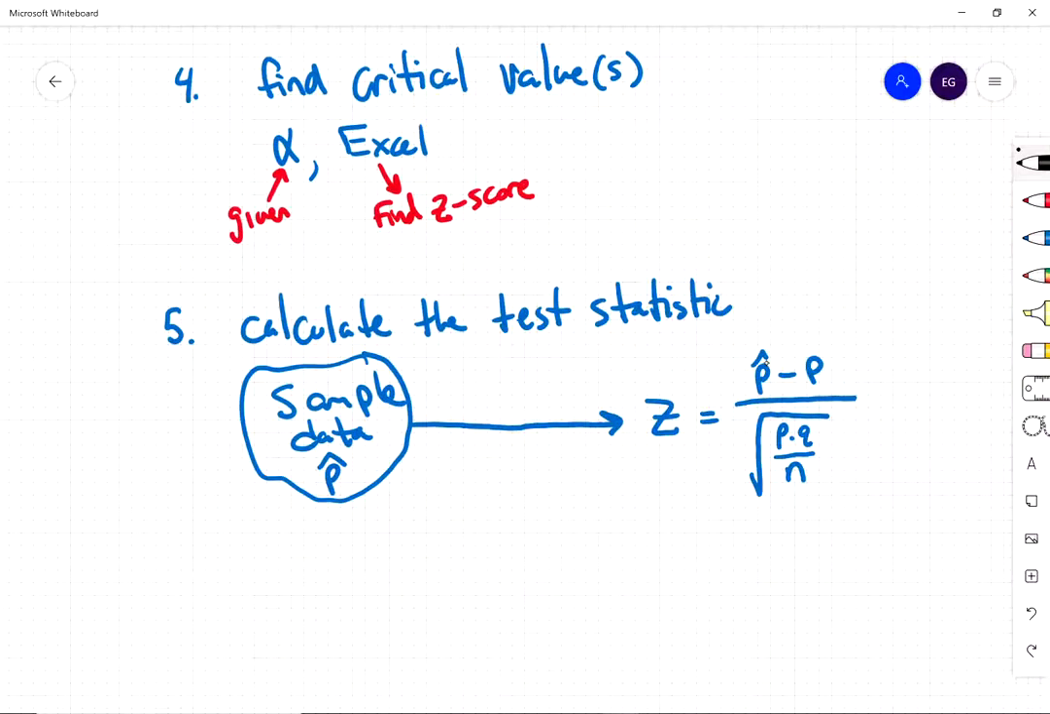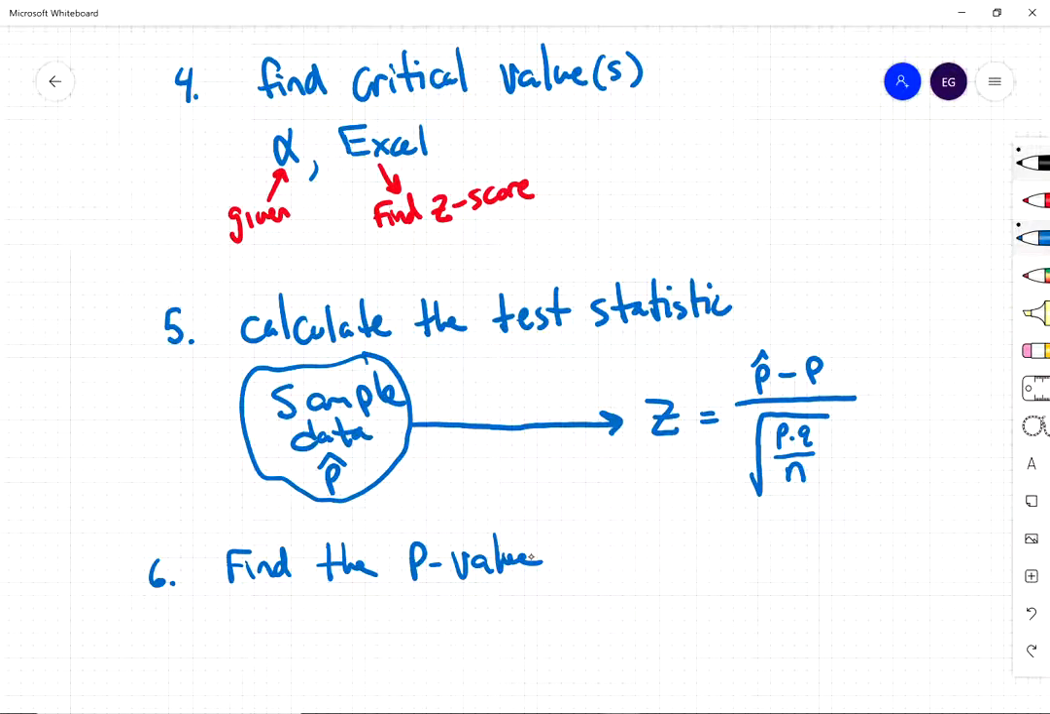Now to do that, we have two methods. One is comparing these two z-scores. The second one is comparing the areas outside of these z-scores. One of those areas is given, it's alpha, the significance, and the other area is called a p-value. Find the p-value.